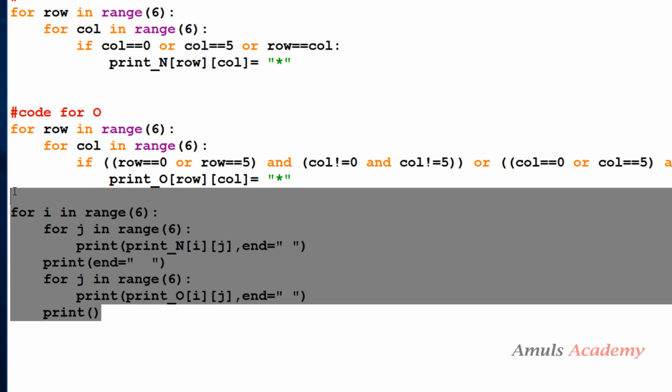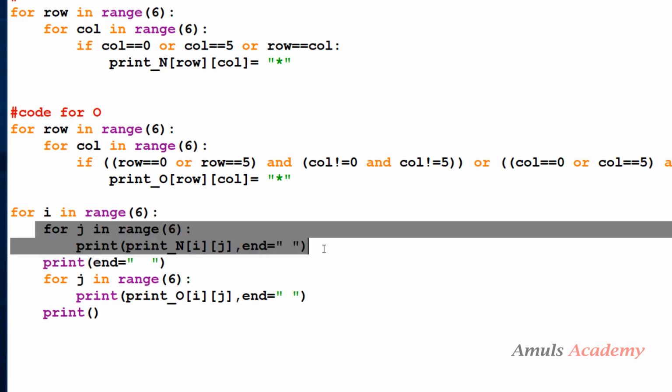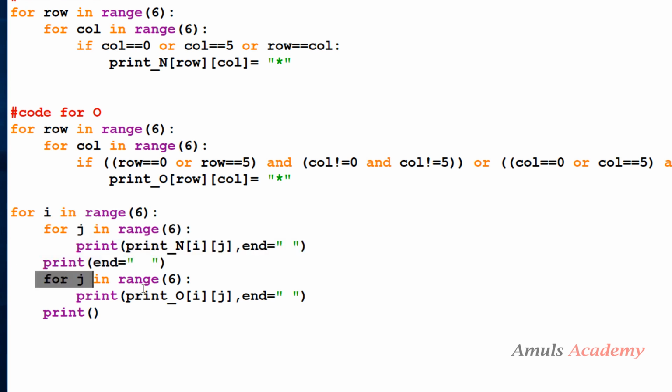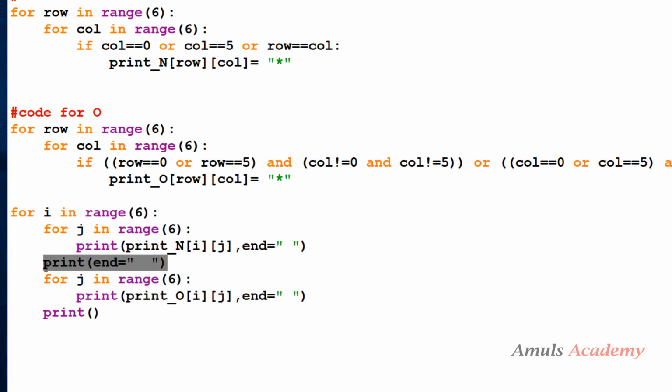This is to print N and O after one another. First I want to print N, next O, right? So for that, first I'll use this main for loop. It is for row. Next, this is to print N and this for loop is to print O. And this will be the space between the N and O. Okay, so the middle space. Okay, so this is about this program.